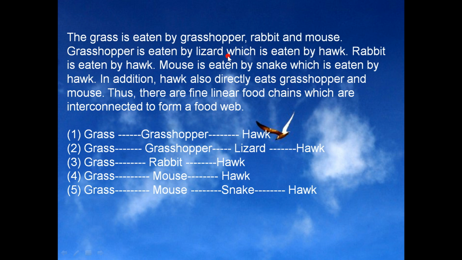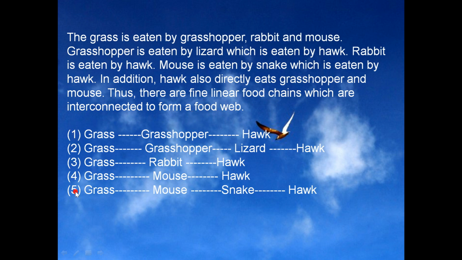Grasshopper is eaten by the lizard, which is eaten by the hawk. Rabbit is eaten by the hawk, and even the mouse is eaten by the snake, which is eaten by the hawk. In addition to that, the hawk also directly eats the grasshopper and also the mouse, and thus a fine linear food chain is also observed, interconnected to one another in that food web.